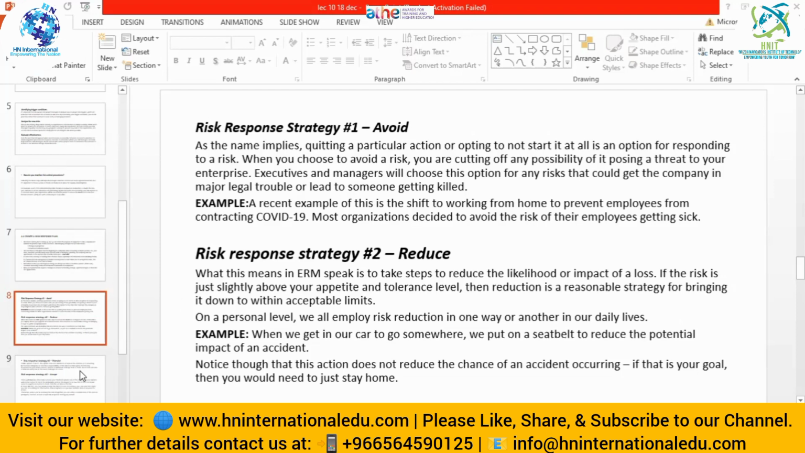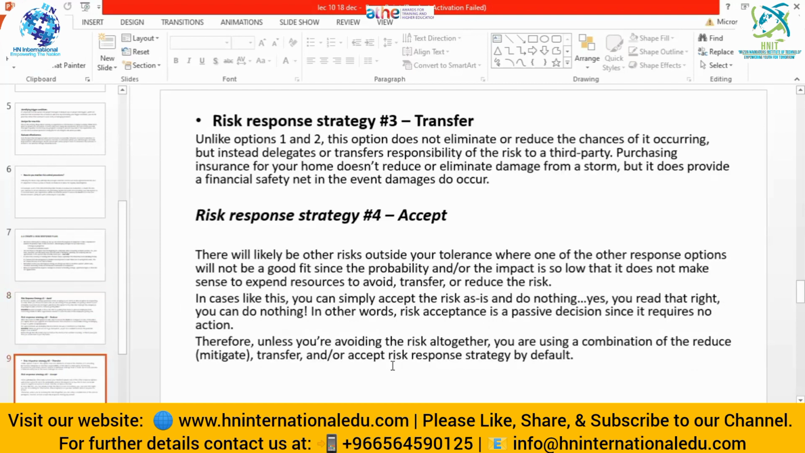Okay. Now the next one is risk response strategy number 3, that is transfer. What does it mean to transfer? It means, unlike options 1 and 2, this option does not eliminate or reduce the chances of its occurring, but instead delegates or transfers responsibility for the risk to a third party. Purchasing insurance for your home doesn't reduce or eliminate damage from a storm, but it does provide a financial safety net in the event damage does occur.